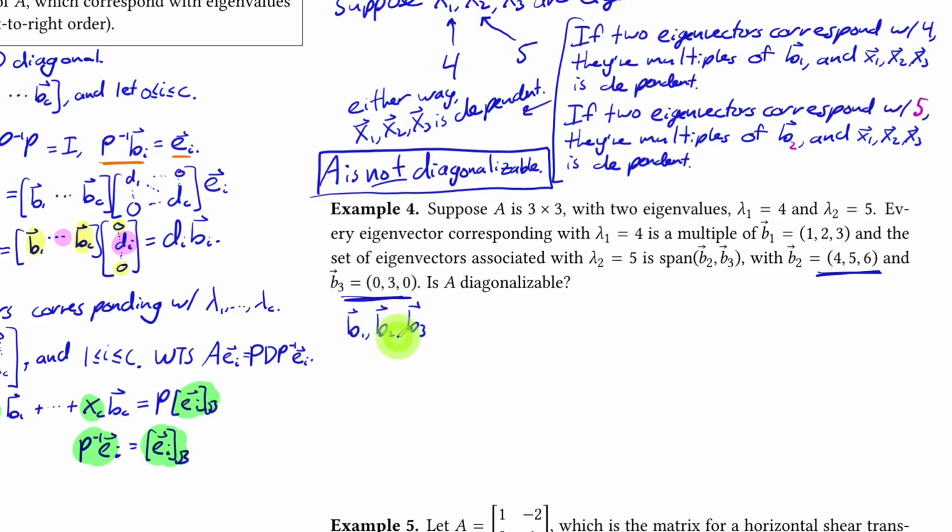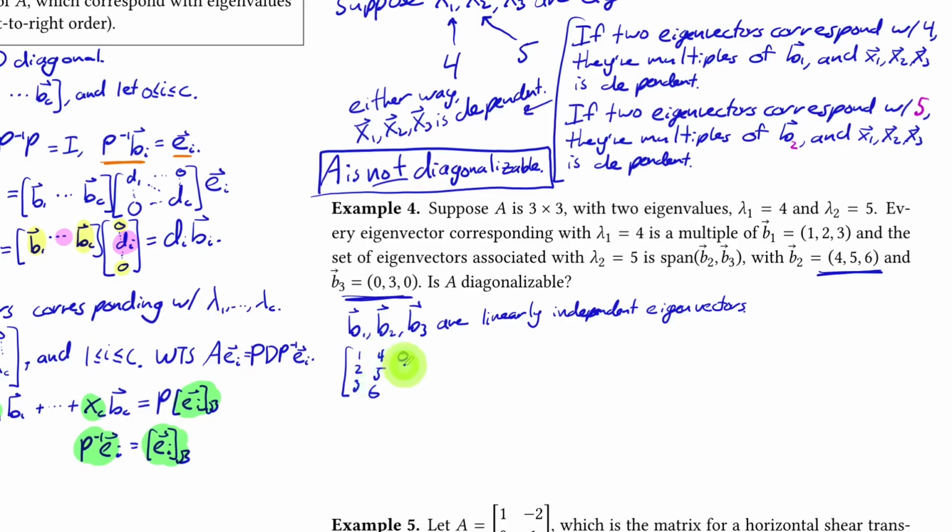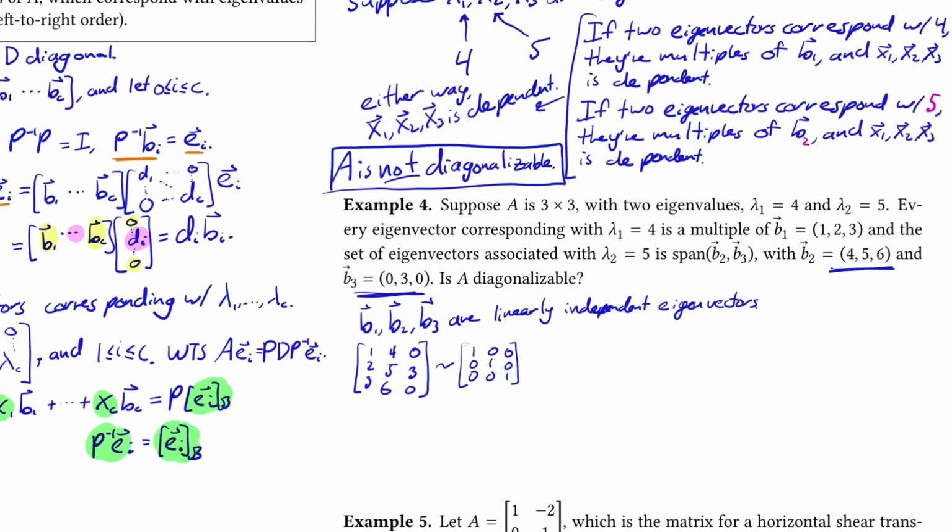are all eigenvectors, and we can actually see that they are linearly independent. To see that, well, I can see that 1, 2, 3 and 4, 5, 6 are not multiples of each other, and 0, 3, 0 is probably not a linear combination of the other ones. Maybe we could row reduce it to check. I just pretended that I row reduced it in my head really quick. And yeah, that is a linearly independent list of eigenvectors. So according to the theorem, yes, A is diagonalizable.